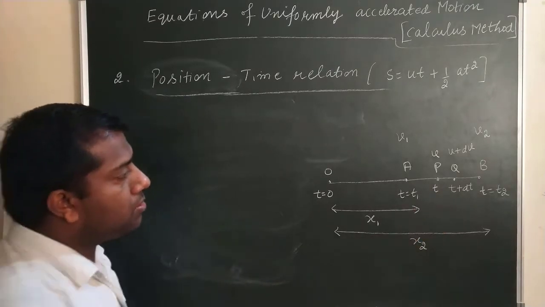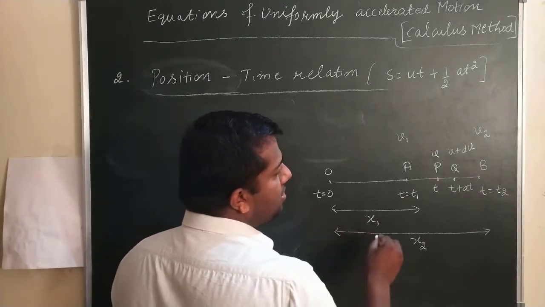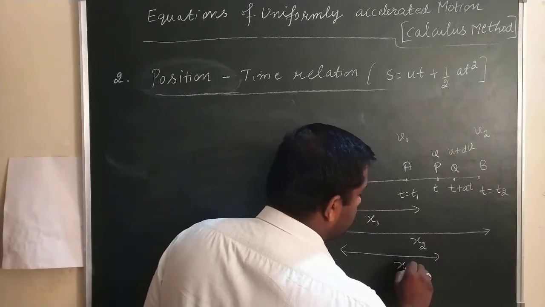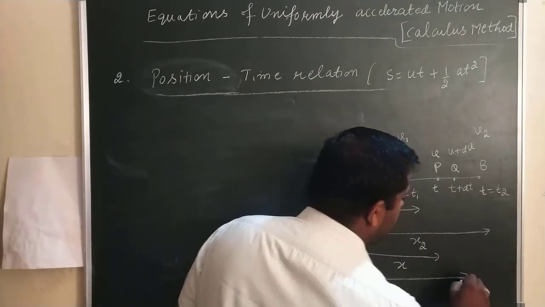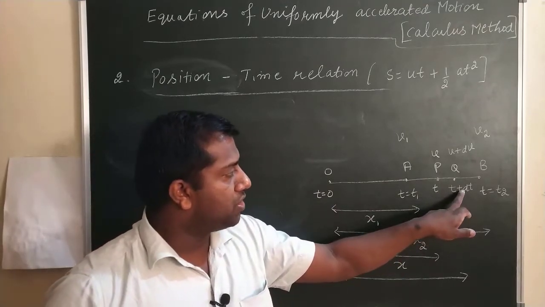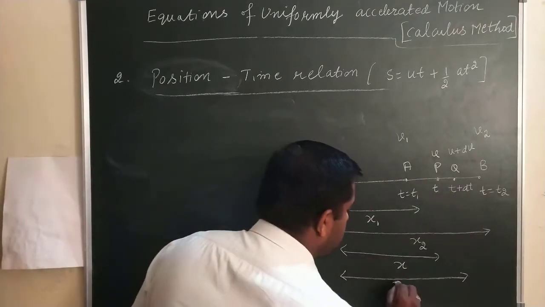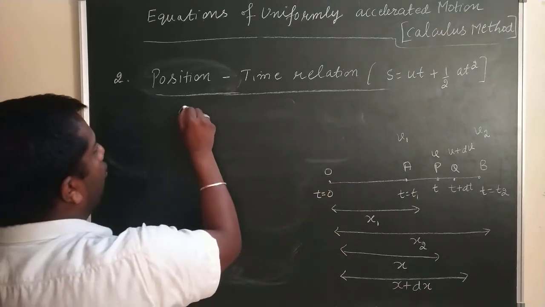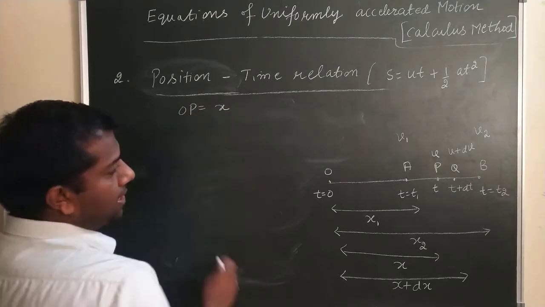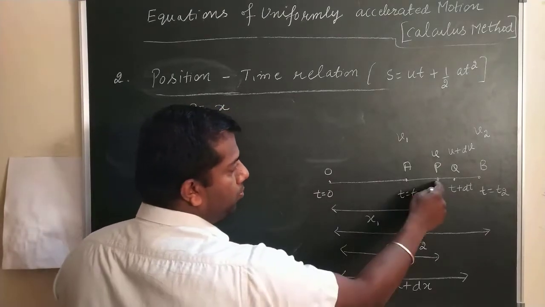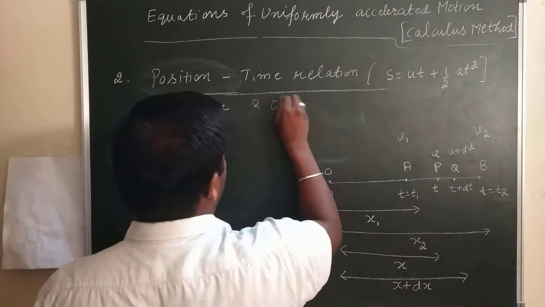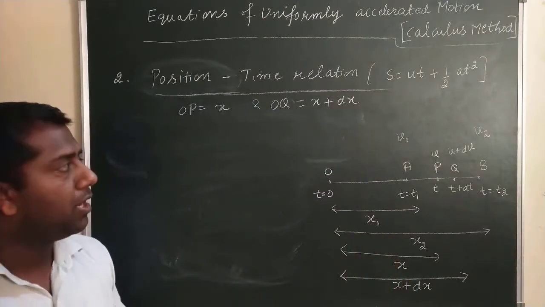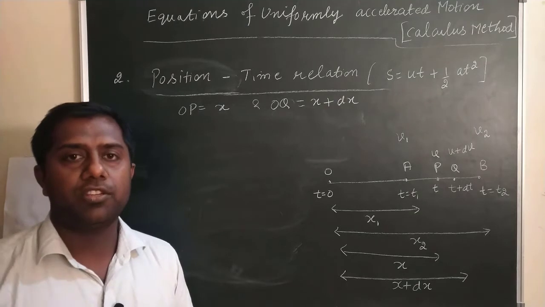Also in this case we suppose that the distance traveled by the particle in the time t is x, and the distance traveled by the particle in the small time change t plus dt is x plus dx. Clear? So what have we taken in this case? OP, from O to P, is x, and the distance OQ is x plus dx. Clear, students? Now in this article we will start from the definition of the velocity.